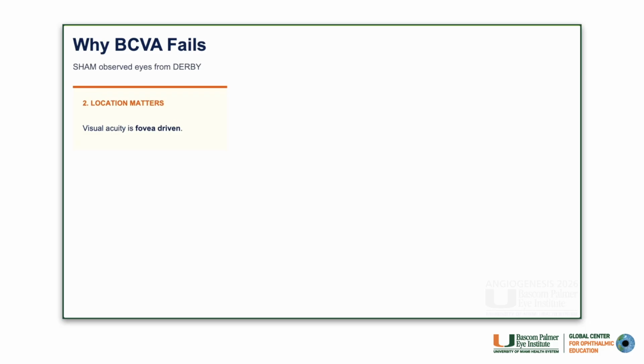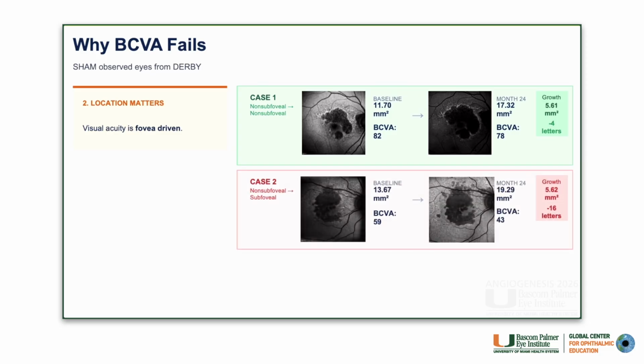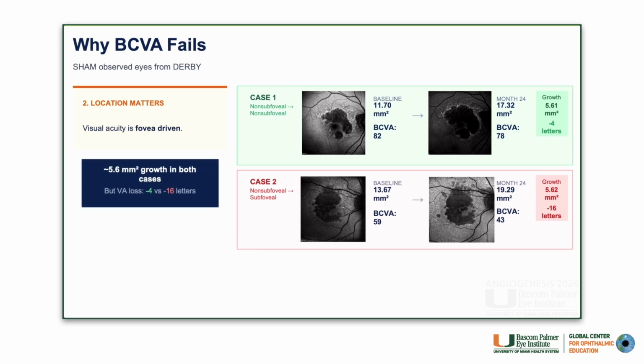Here is an example from two sham-observed eyes in the Derby trial. The first case began as non-subfoveal and grew by approximately 5.6 square millimeters. Ultimately, the GA did not involve the fovea, resulting in a visual acuity drop of 4 letters. The second case also started as non-subfoveal. The lesion grew similarly by about 5.6 square millimeters, but this time it involved the fovea, leading to a visual acuity loss of 16 letters in that eye.